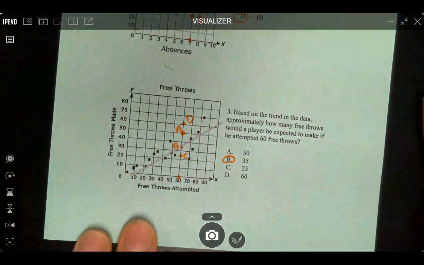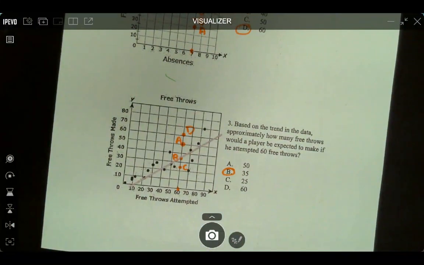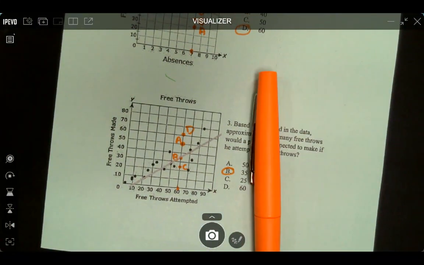Okay, so go ahead and glue this in your journal, and then your assignment is on Delta Math.